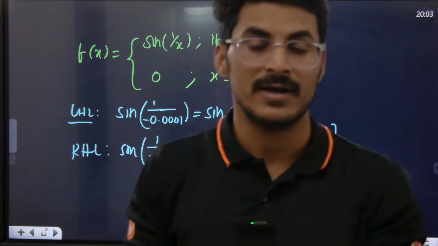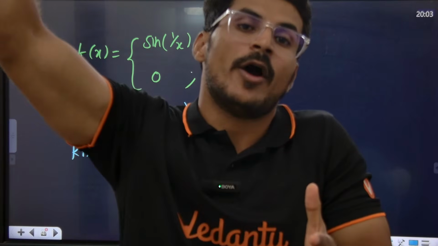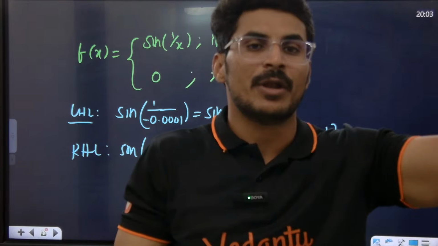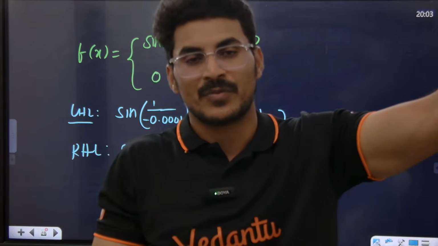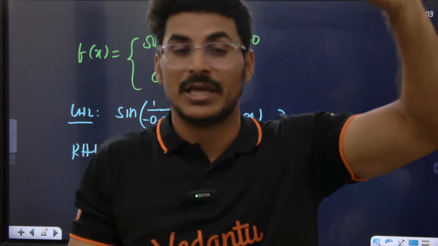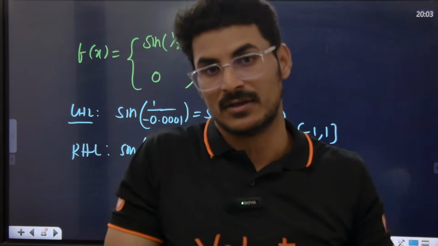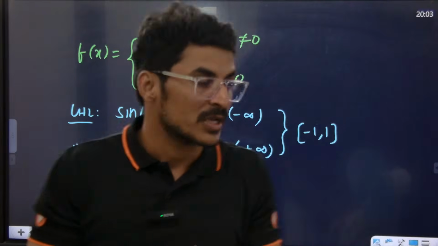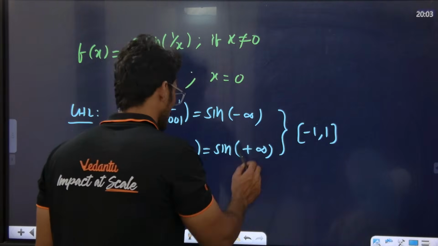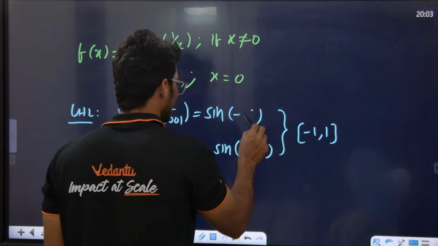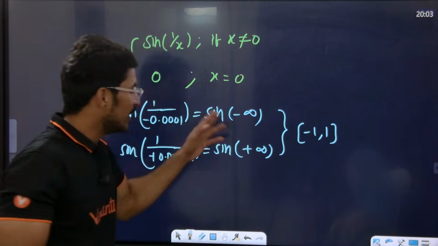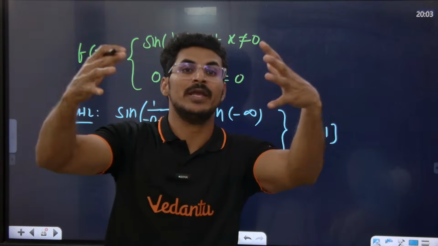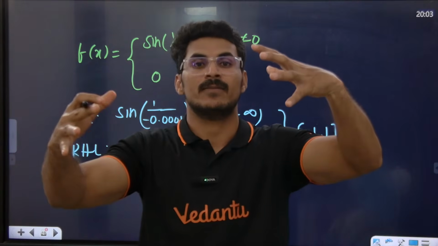Now I'll tell you the reason. Sine of 10 lakhs point something is going to lie between minus 1 and 1. Sine of any negative number, any small number, let's say minus 10 lakhs point something, or minus 10 crore point something. Whatever you put inside the sine, any big number or any small number, the answer is always going to lie between minus 1 and 1. Whatever you put, it will oscillate between minus 1 and 1.